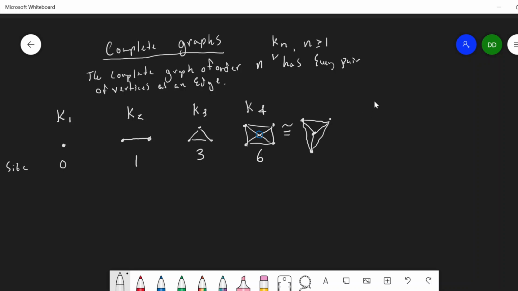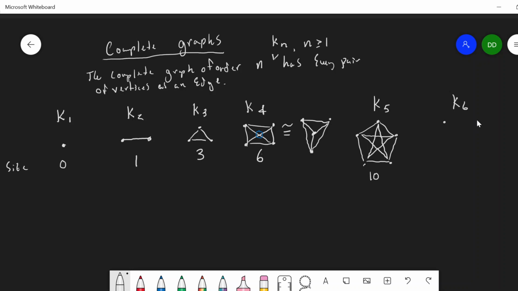Moving on, K5, I'll draw that one. And maybe I'll go up to 6 here. So K5. Again, I'm drawing every pair of vertices as an edge. You can count that I had 10 edges here.